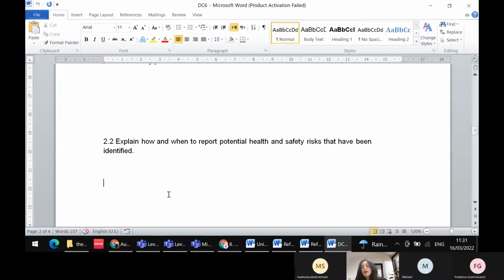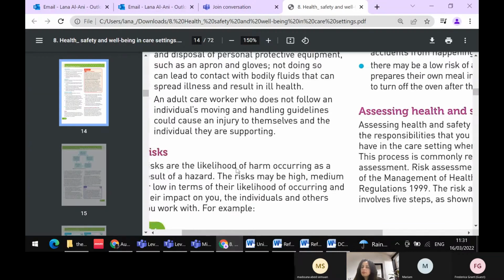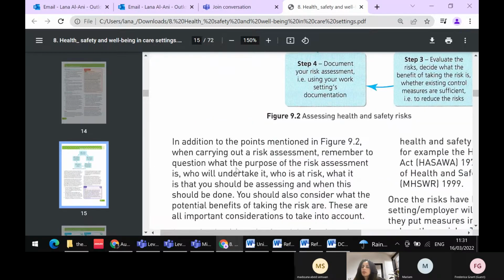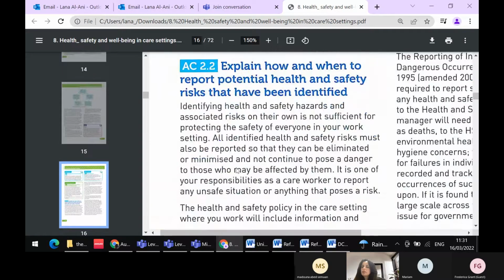Now explain how and when to report potential health and safety risks which have been identified. So how and when would you report health and safety risks? Let us go to 2.2. How and when would you report a potential hazard?